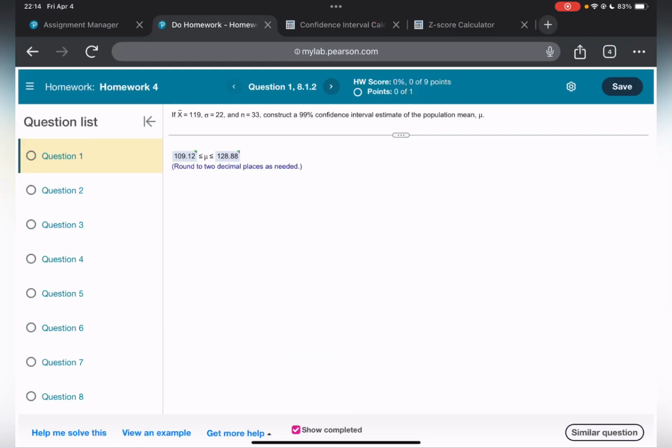Okay, we are going to work on homework 4, question number 1. So, what do we have? x bar is the mean for the sample, okay? Sigma is 22, n is 33. Construct a 99% confidence interval estimate of the population mean.